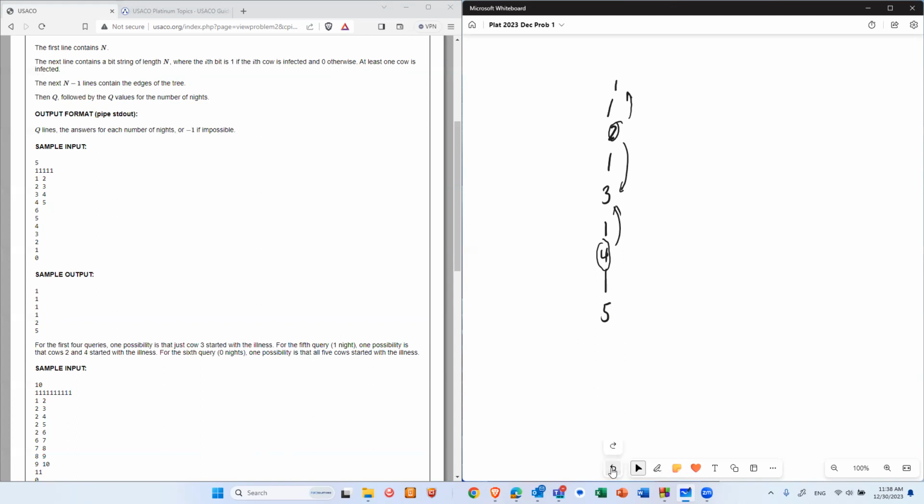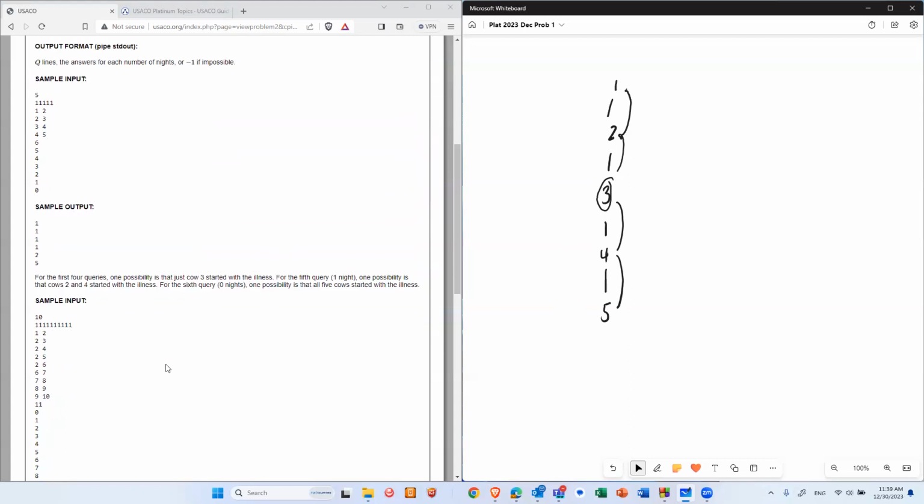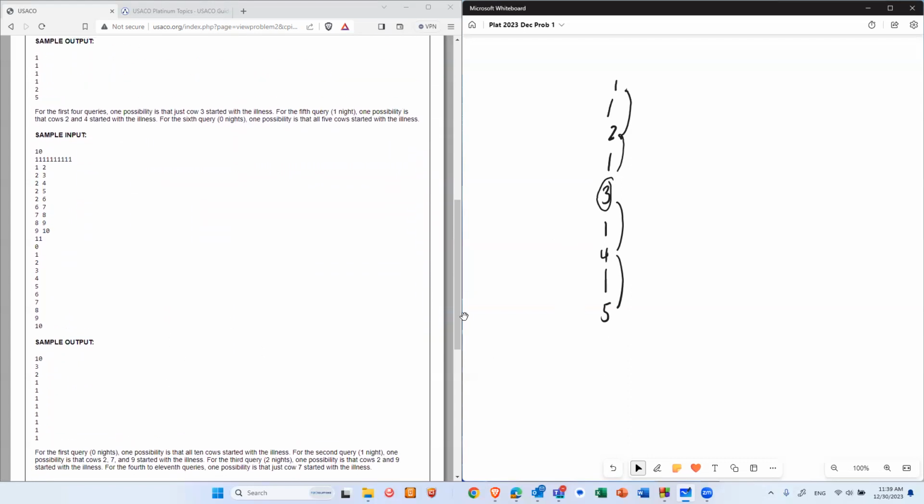from the beginning. If you look at the second night, then I can have this cow infected. Then 1 night, 2 nights, right, same here, 1 night, 2 nights. So I only need to have 1 cow sick initially. So this is the example. Then let's look at the second example.